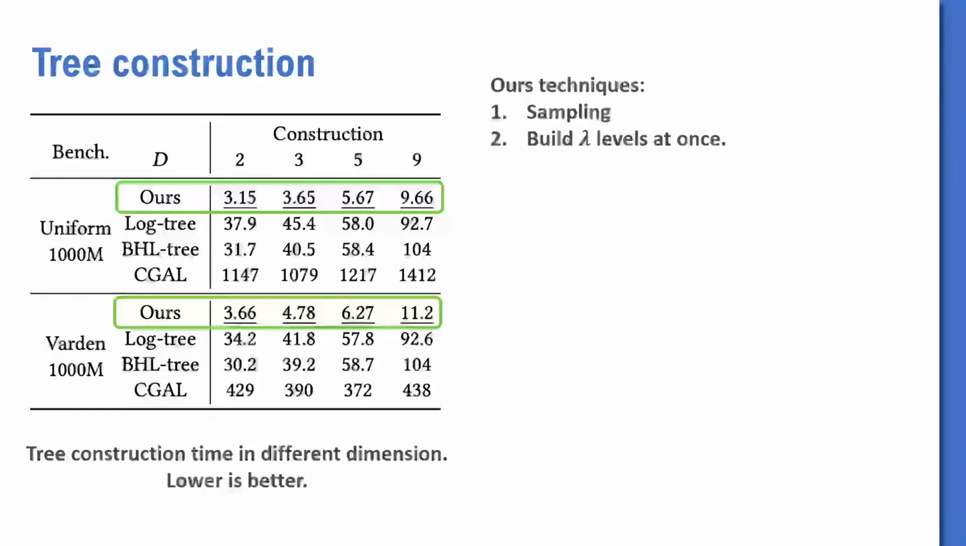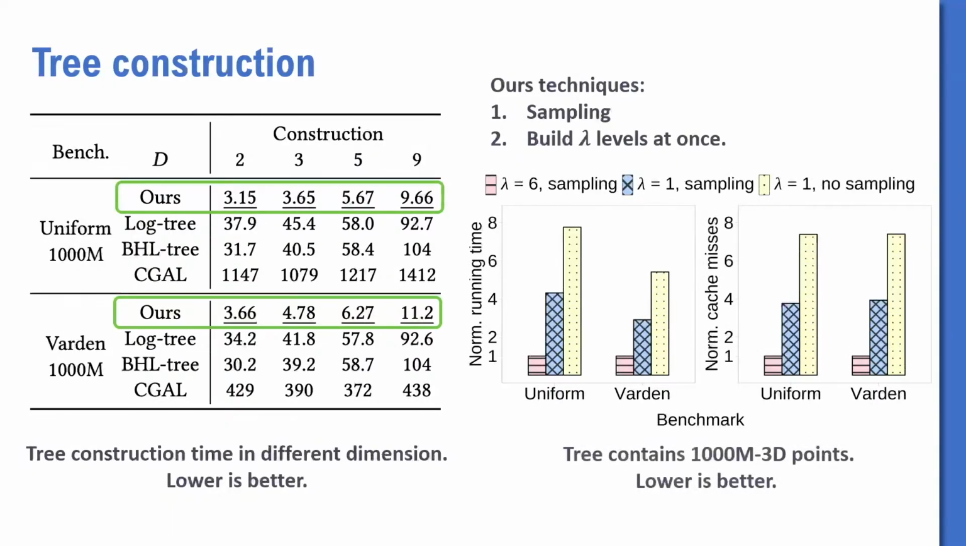We take the sampling and we build lambda levels at the same time. Okay, so here we use the cool machine learning word, ablation study. Just look at each technique one by one. So we can say, okay, we have the solution that is our PKD tree algorithm, but the other one is we still take sampling, but just sieve the points one level at a time.